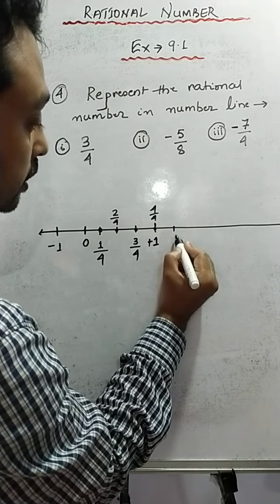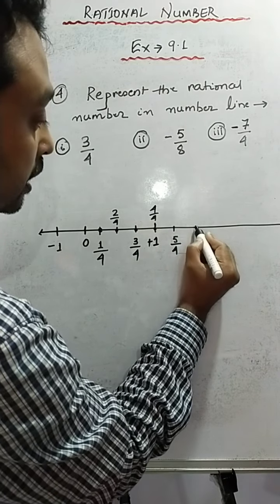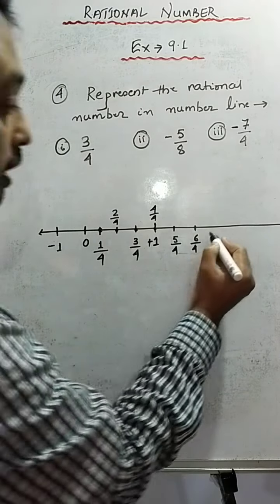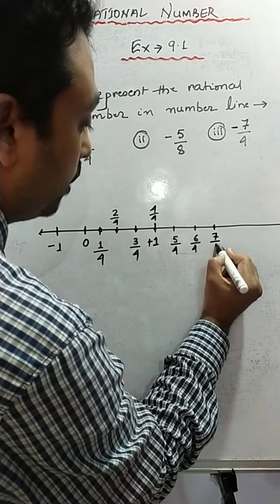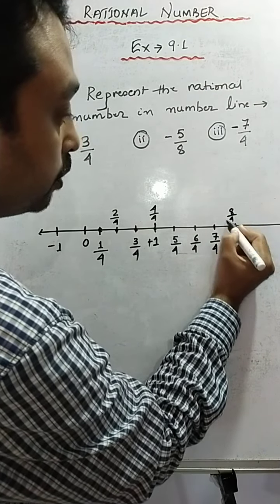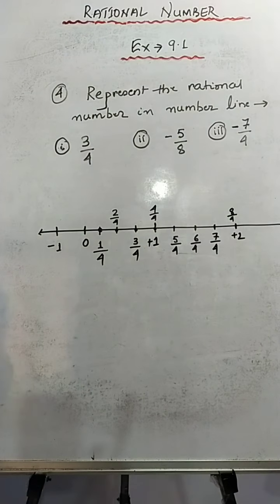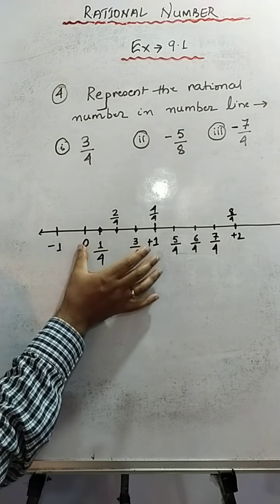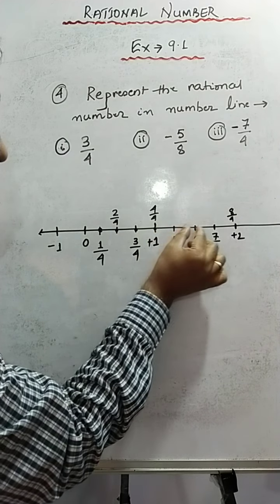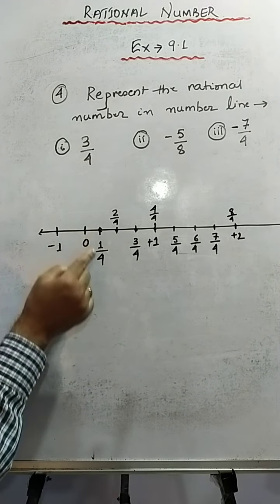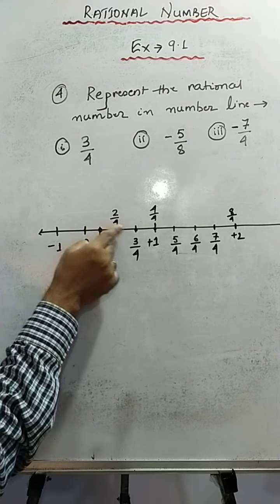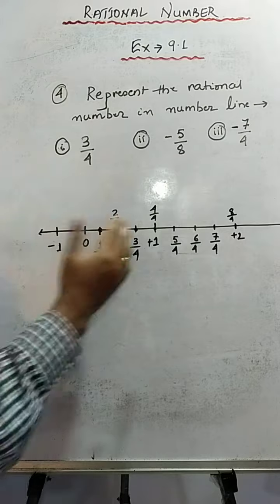the next mark will be 5 by 4. Next would be 6 by 4. In this way it will keep on continuing. You will see 7 upon 4. The next one would be 8 by 4. Now 8 by 4, if you reduce it, what will the number be? Plus 2, isn't it? So you see, between 0 and plus 1, or between plus 1 and plus 2, how many divisions are there? 4 divisions. And each mark is considered as 1 by 4. The second one is 2 by 4. The third one is 3 by 4. In this way we will continue.